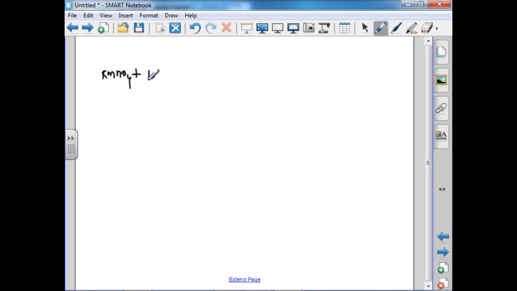KMnO4 plus FeSO4 plus H2SO4, it gives MnSO4 plus Fe2(SO4)3 plus K2SO4 plus H2O. So as usual, first we are going to find out the oxidation number.